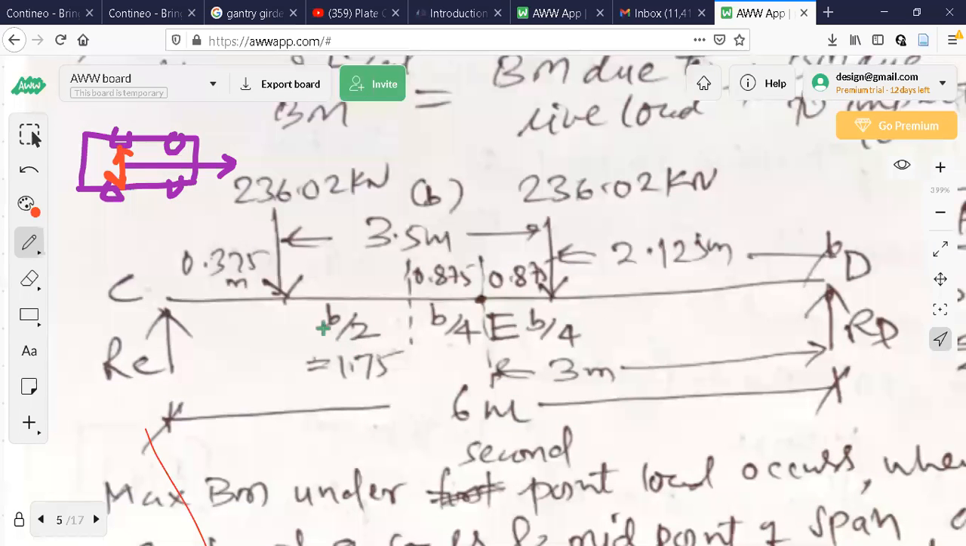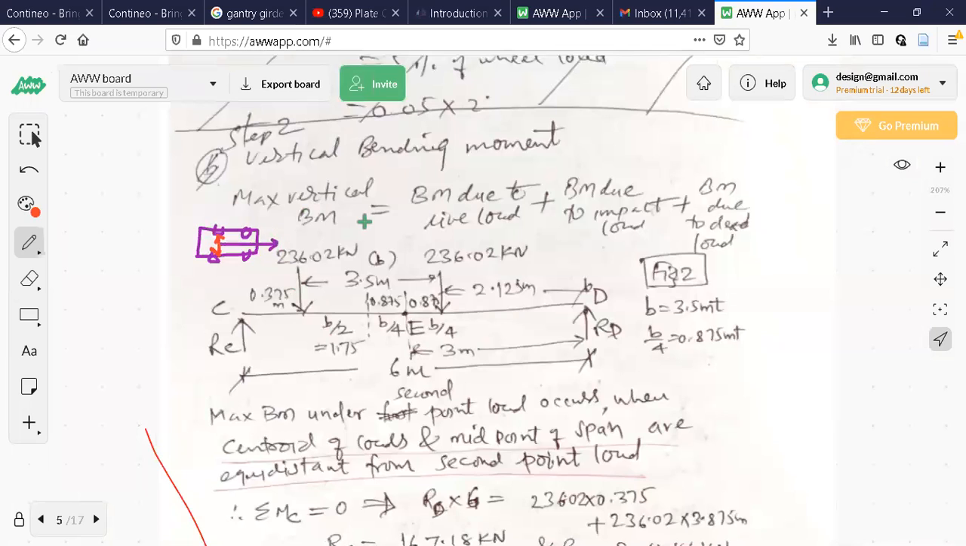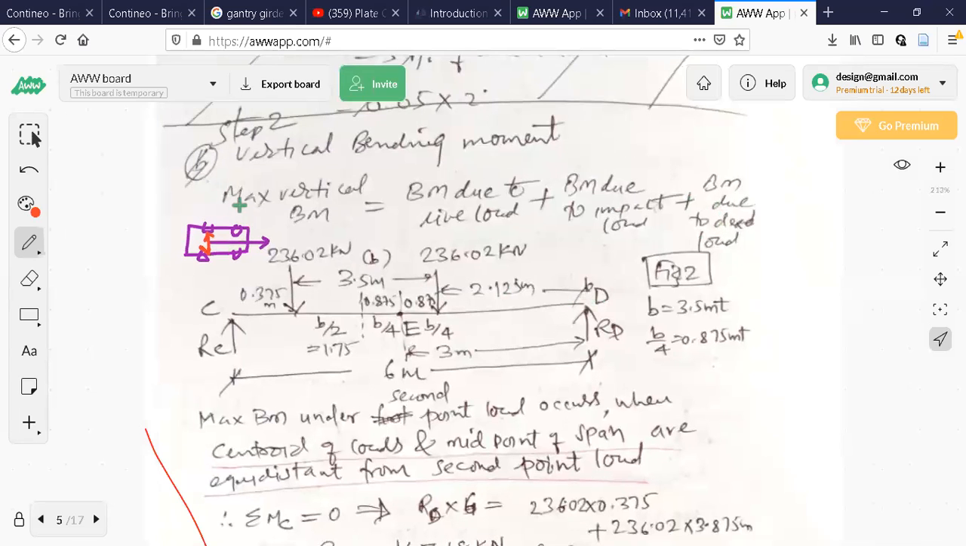So what I have done here is, vertical moment I have to calculate. Vertical bending moment has to be calculated now due to gravity loads. Bending moment due to live load, whatever is the live load I have to calculate, plus bending moment due to impact. Impact means continuously the crane girder is moving. Then bending moment due to dead load. All these together I'll get the maximum vertical bending moment.